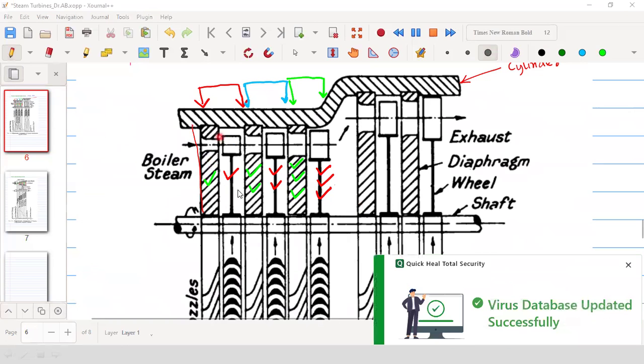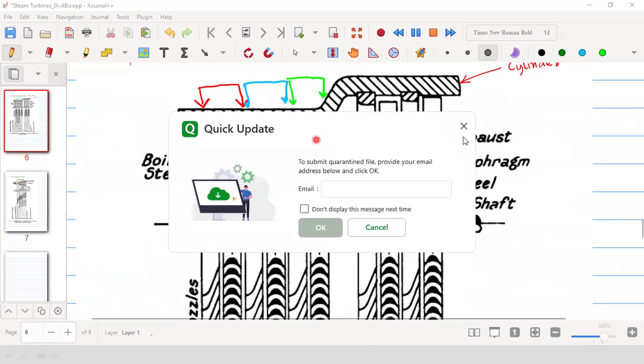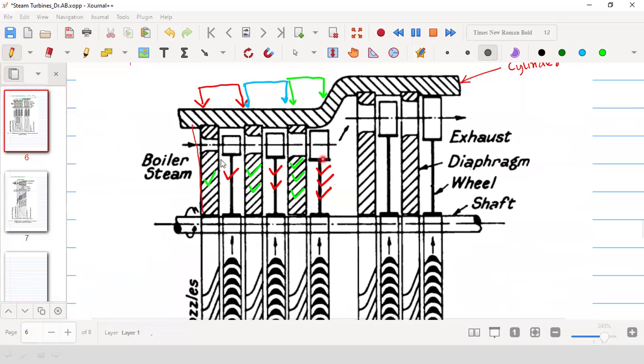These diaphragms separate two stages. So the steam cannot go. The steam can go through this nozzle only, and it will strike the blade and move it. Then again, there will be expansion in the nozzle. Expansion means pressure reduction and velocity increase. Again, there will be a strike on the blade and momentum transfer. Again, it will go through the nozzle. Again, there will be pressure reduction and velocity increase. And again, there will be impact on the blade, and there will be a momentum transfer to the blade. So that is happening here.